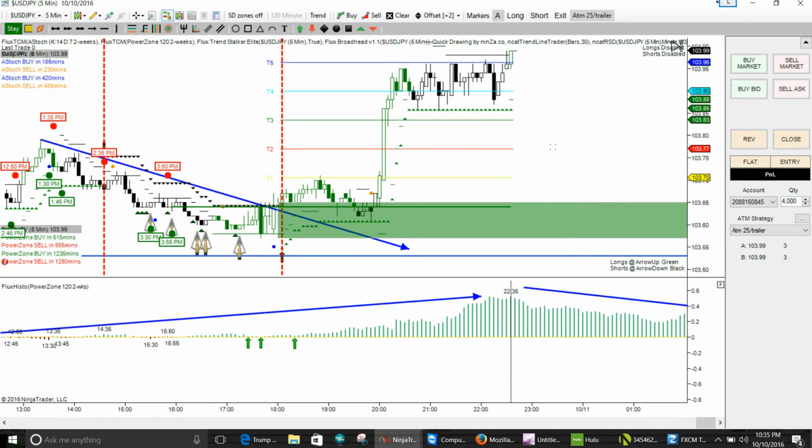Order filled. Okay, you can see the run up we had here. We got about 37 pips on that move.